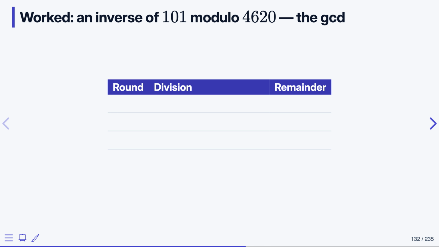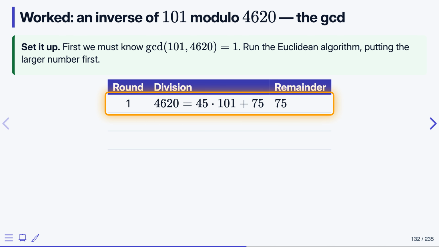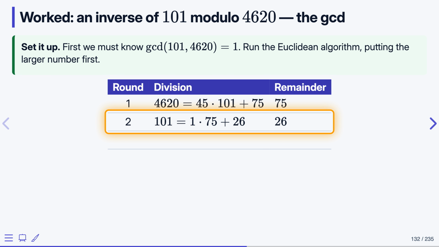Now a bigger example. We want an inverse of 101, mod 4620. Set it up. Step 1 is always the same. Check that the greatest common divisor is 1. Run the Euclidean algorithm, larger number first. Round 1. 4620 equals 45 times 101 plus 75. Round 2. 101 equals 1 times 75 plus 26.